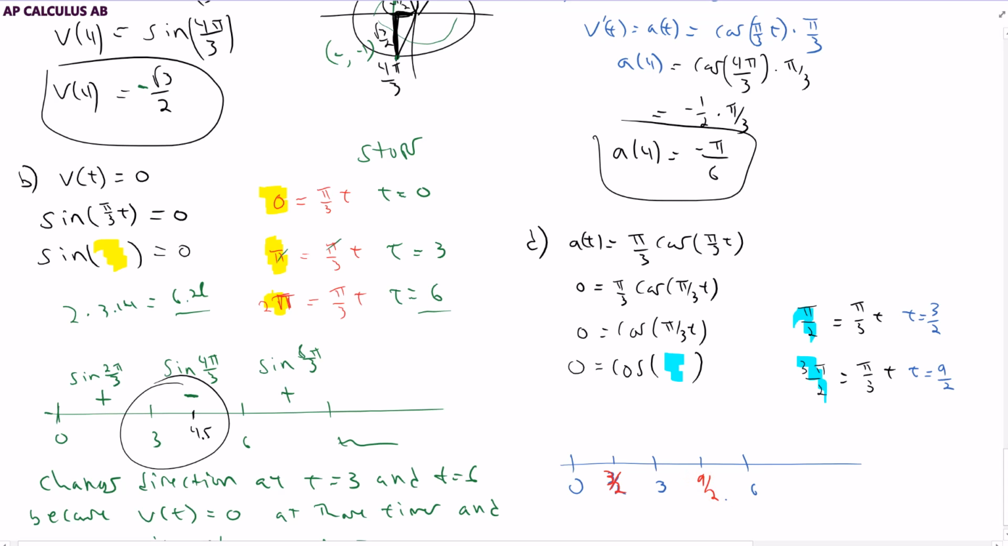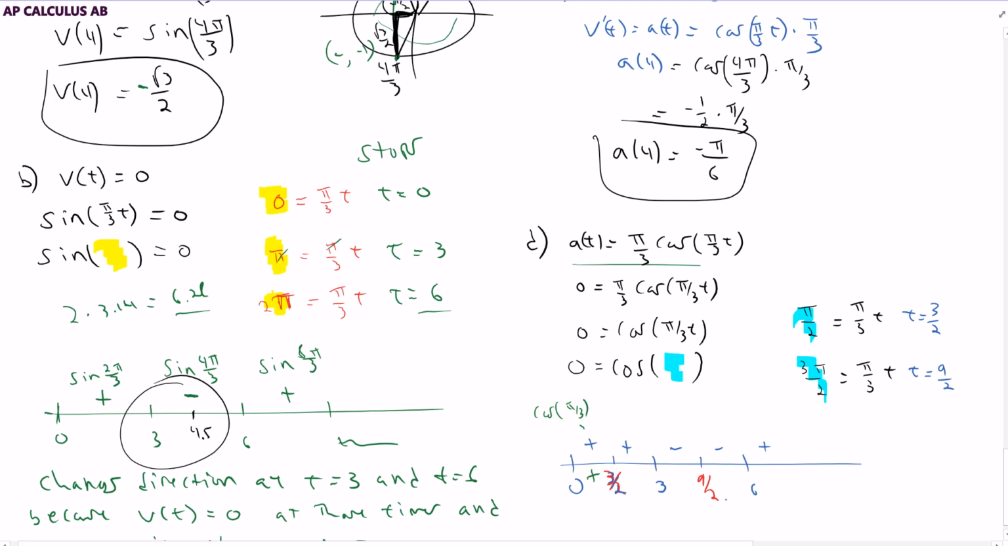Okay, we already know the velocities, right? If I look at the velocities, it was positive there, negative there, and positive after that. The acceleration though, if I check between 0 and 3/2, I need to plug in a number between 0 and 3/2, like a t value of 1, right? Which would be pi over 3 times cosine of pi over 3. Cosine of pi over 3 is positive, and then times positive pi over 3 is going to give me positive.